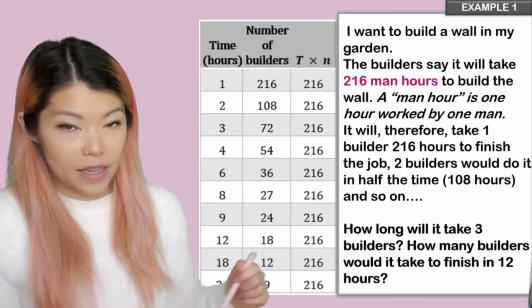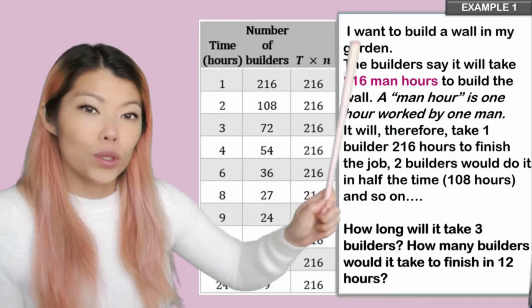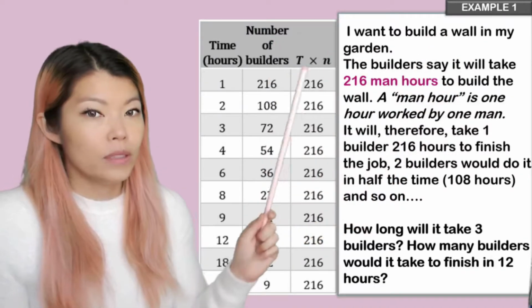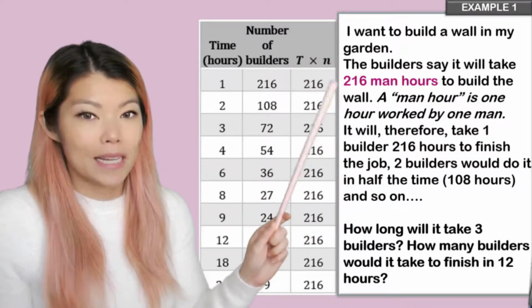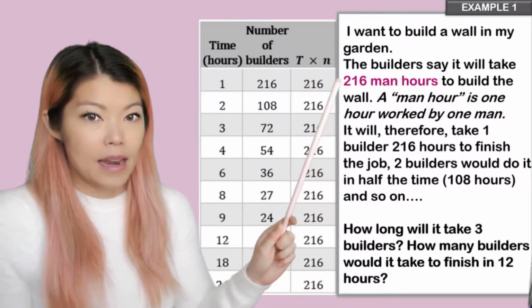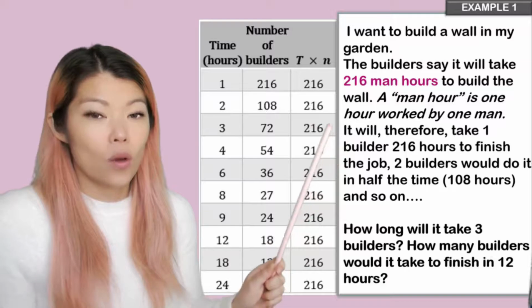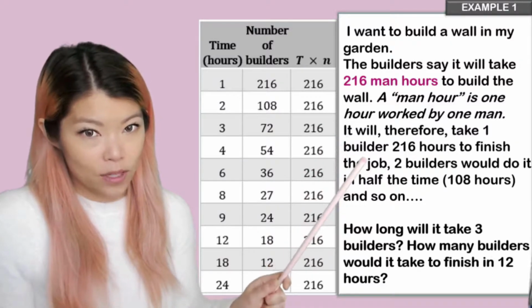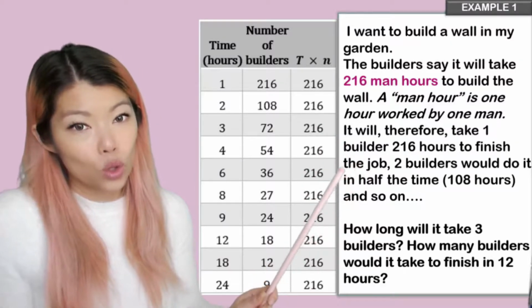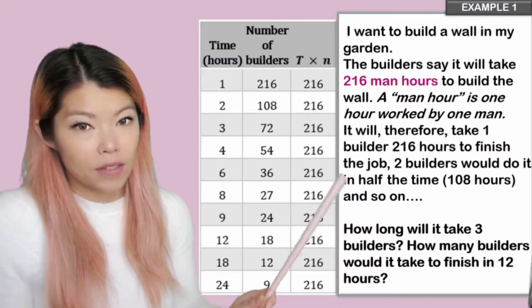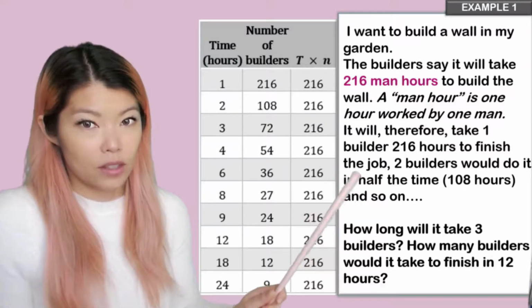Here we have an example. If I want to build a wall in my garden and the builders tell me it takes 216 man hours to build it, and a man hour is 1 hour worked by one man, it will therefore take one builder 216 hours to finish the job. Or in other words, two builders would take half the time, or 108 hours, and so on.